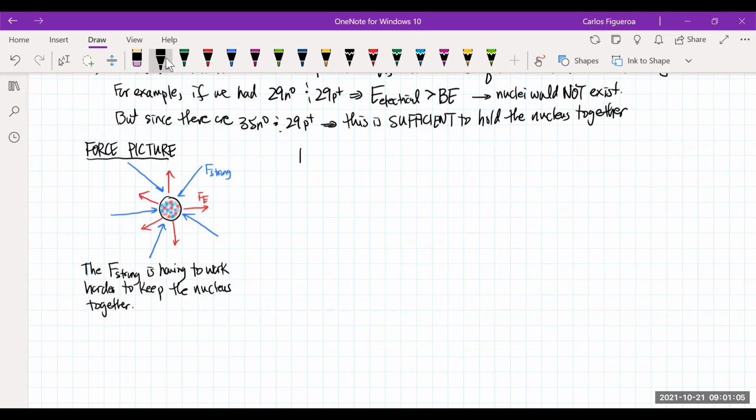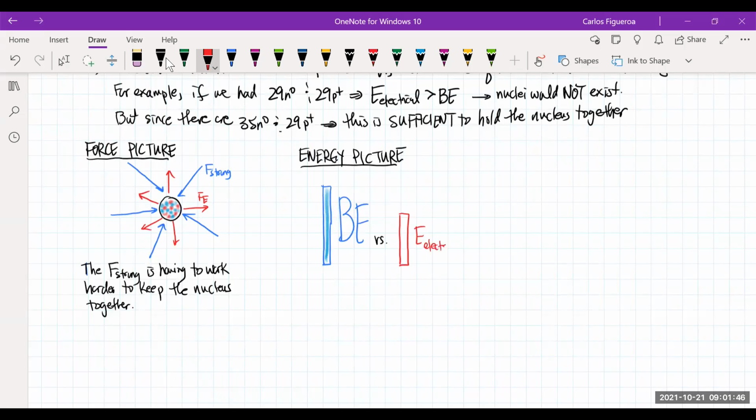So when I look at the energy picture, what do I see here? Well, in the energy picture, because I have more neutrons and protons, I have a larger binding energy. So the binding energy gets even bigger here. It has to in order to survive. But the binding energy compared to the repulsive energy is also growing.